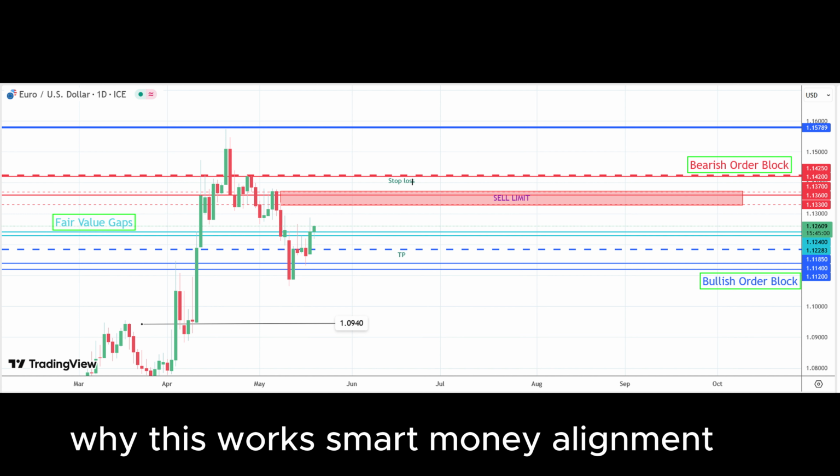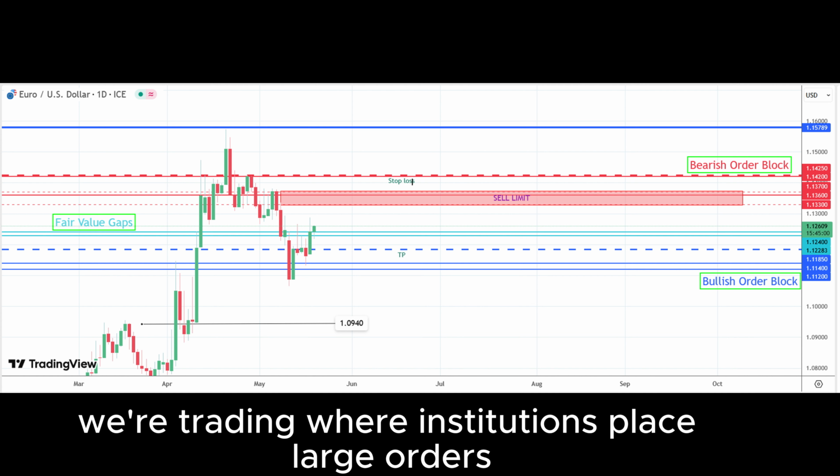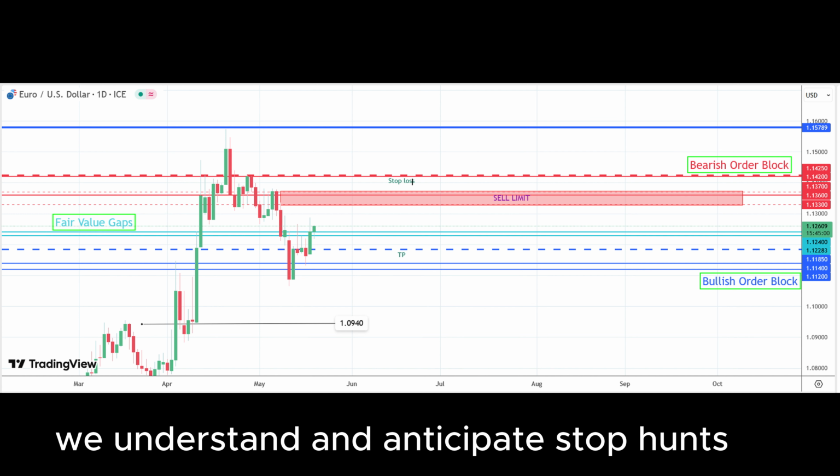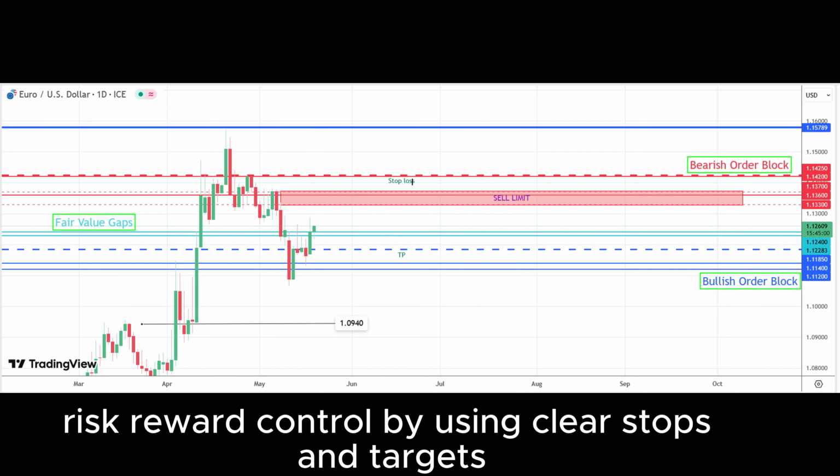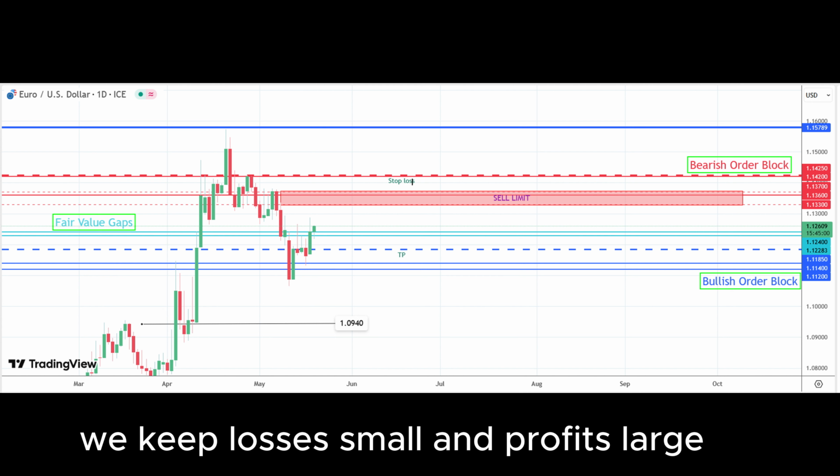Why this works? Smart money alignment. We're trading where institutions place large orders. Liquidity insight. We understand and anticipate stop hunts. Risk-reward control. By using clear stops and targets, we keep losses small and profits large.